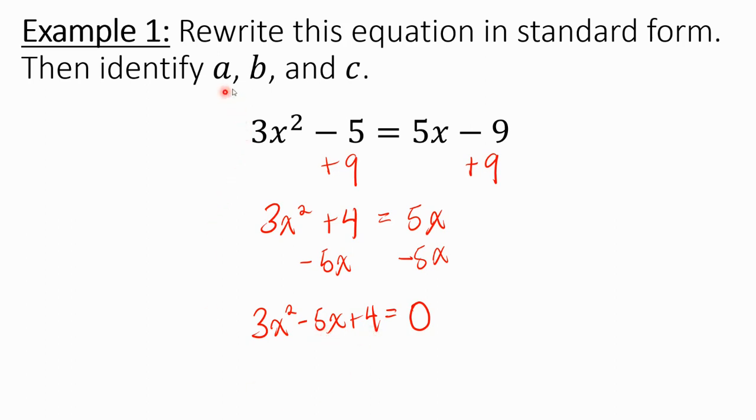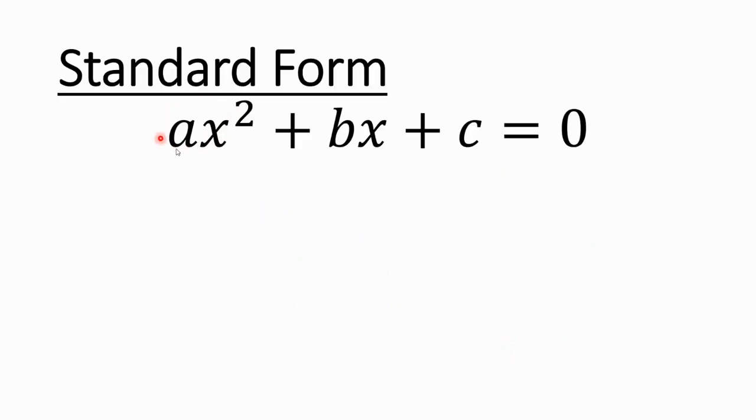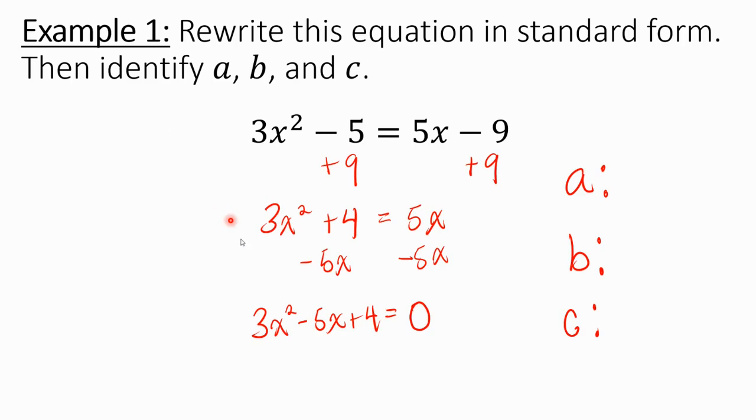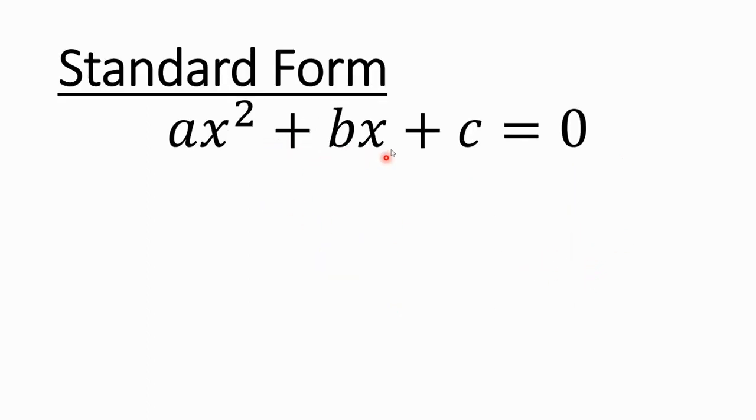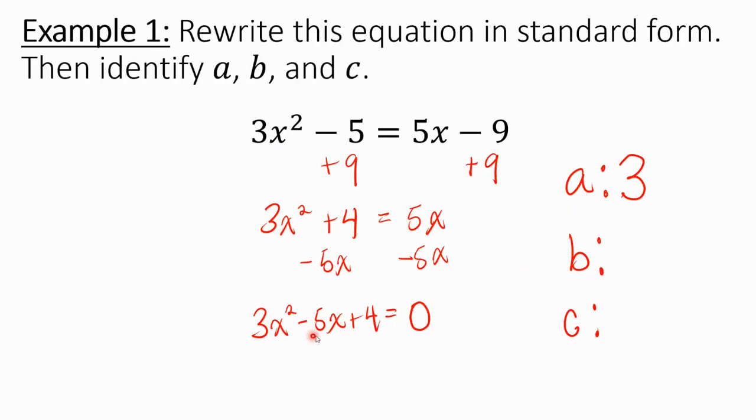Now I need to identify A, B, and C. A is whatever number comes first, the coefficient on the x squared. So in this case, my A is positive 3. What's my B? My B is whatever is on the middle term, but be careful, it's not 5, it's negative 5. So my B in this case is negative 5. And then what's my C? That's my constant. It's plus 4, so it's positive 4.